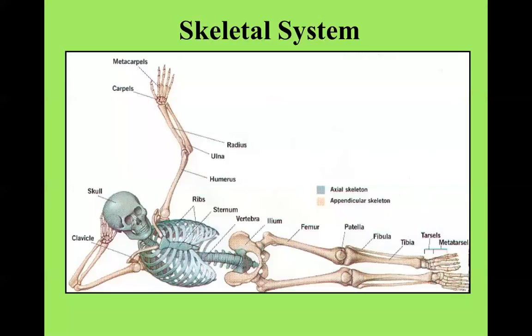The skeletal system is another system. It's made up of all the bones. The bones that are in blue here, that's the main axis. That's called the axial skeleton. And then attached to that are the appendages, which is the appendicular skeleton. So all the bones make up the skeletal system, and it's really subdivided into the axial, or the main axis, and the appendicular portion.